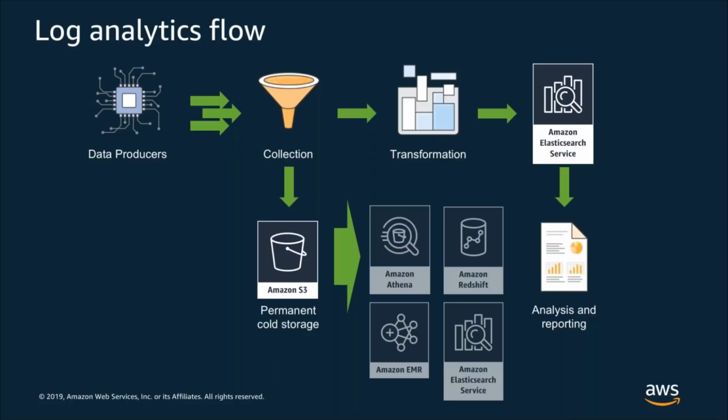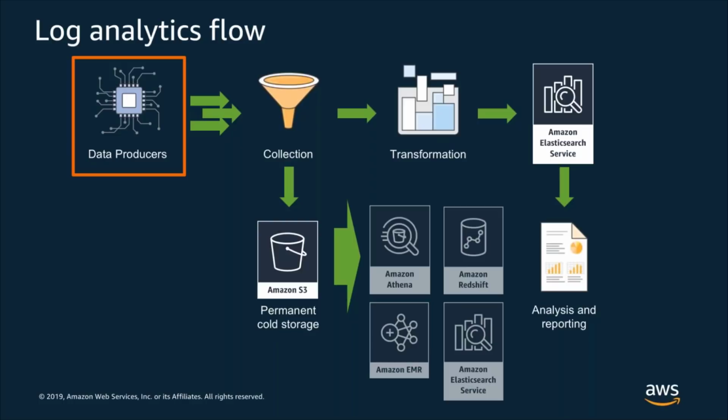Now, the second pathway here is the one that I talked about for longer tail data and for historical data. As you're collecting your data, it's nice to ship that off to S3. Once it's living in S3 for permanent cold store, you can employ other tools like Athena, Redshift Spectrum, EMR, and even Elasticsearch service to analyze that data over a much longer time frame than you would use for your log analytics pipeline, which tends to be hot data.